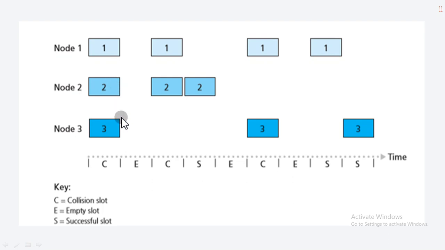Therefore, they are involved in the collision. Node 2 finally succeeds over here, possibly in the 1, 2, 3, fourth slot, and node 1 here will succeed in the 8th slot. Of course, the 8th slot, you can just count down over here, and node 3 in the 9th slot.